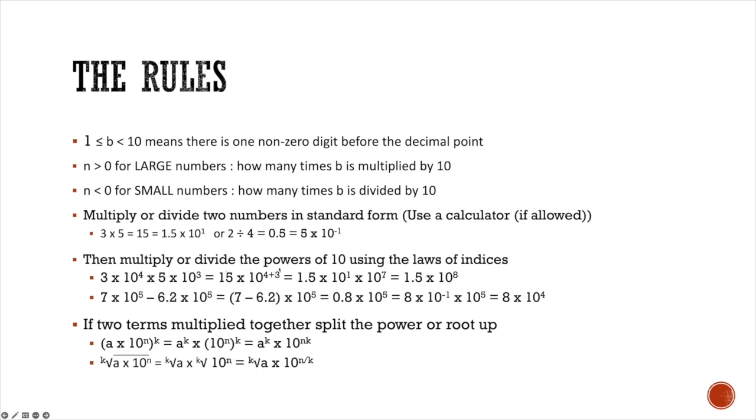Then multiply or divide the powers of 10 using the laws of indices. 3 into 10 to the power 4 multiplied by 5 into 10 to the power 3. We can multiply these numbers.